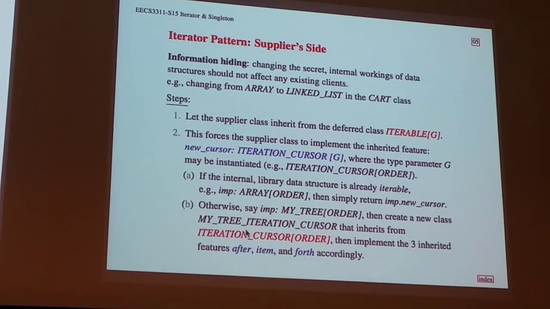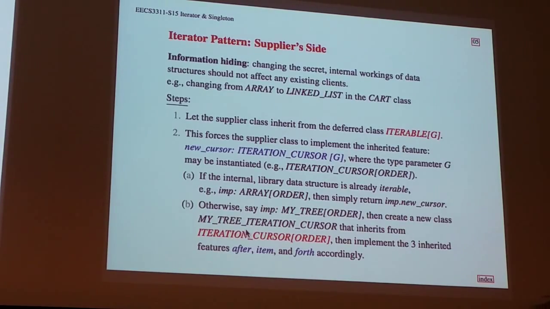So those are already defined in IFO. And guess what? They are themselves iterable, which means they already have a new cursor feature defined, which means you can just use them from your code. So what you would do in solution A here is simply return the new cursor from the implementation, if the implementation is already some library type that's iterable.